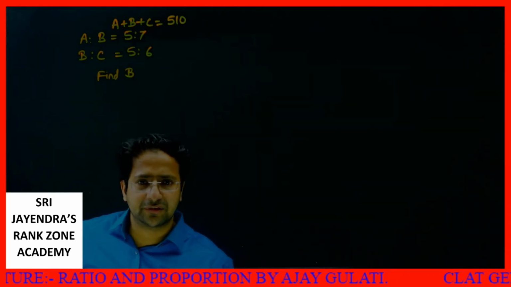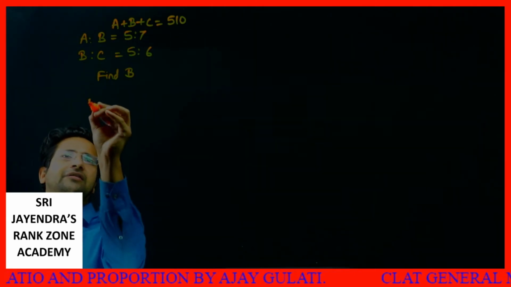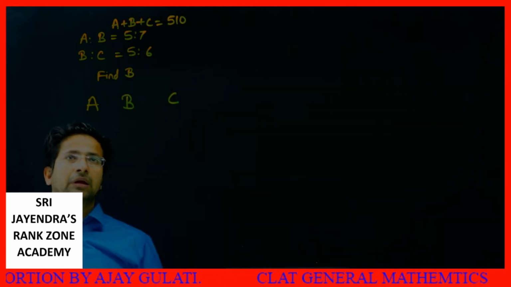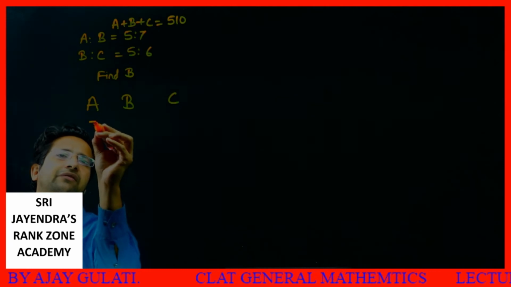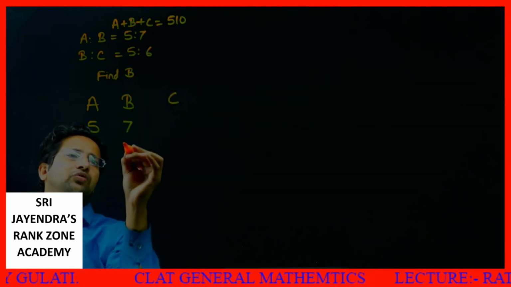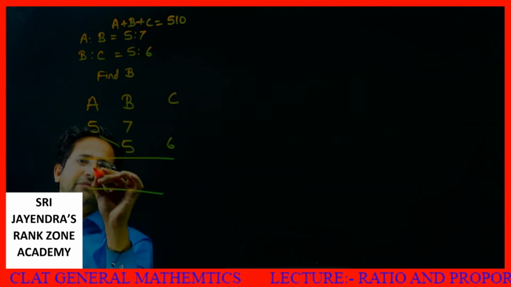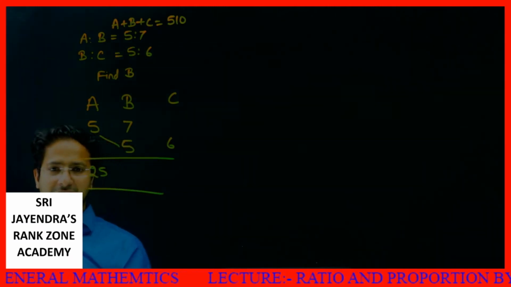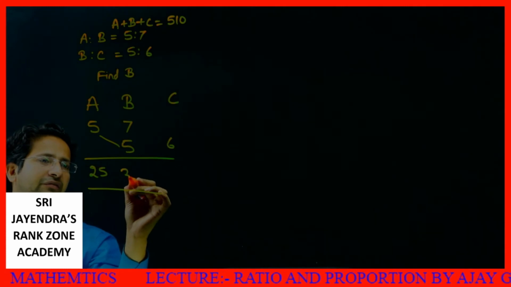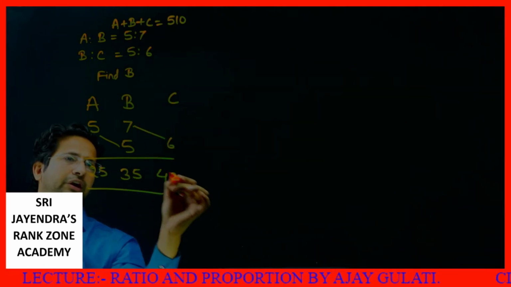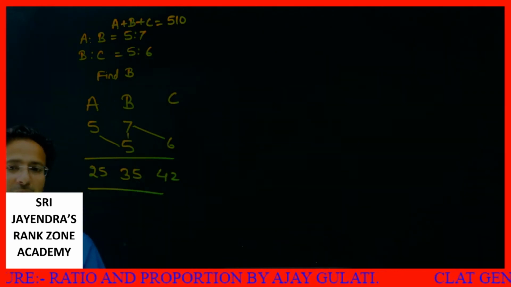Are the colors visible? Yes, I hope they are. Let's write A, B, C. In what ratio they are? A is to B 5 is to 7. Okay. B is to C 5 is to 6. What does A, B, C become? 5 into 5? 25. 7 into 5? 35. 7 into 6? 42. These are A, B, C. We are asked about B. How will we do it?